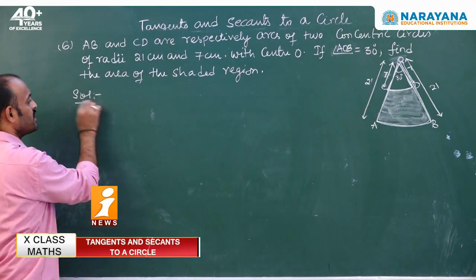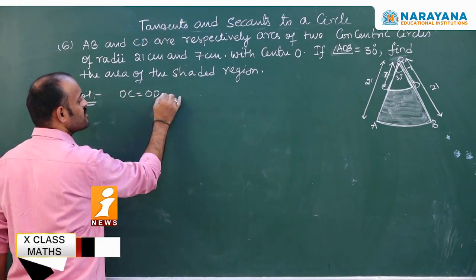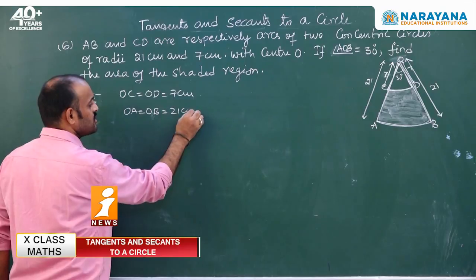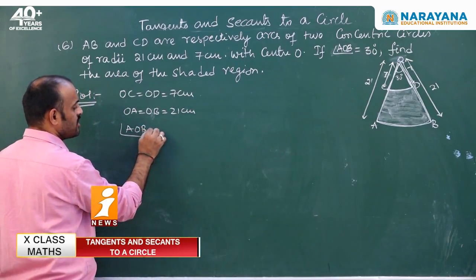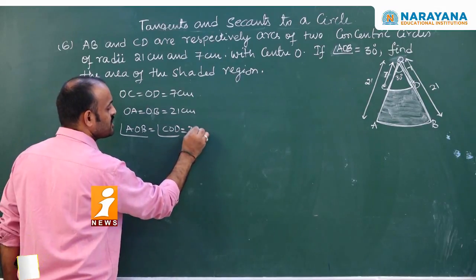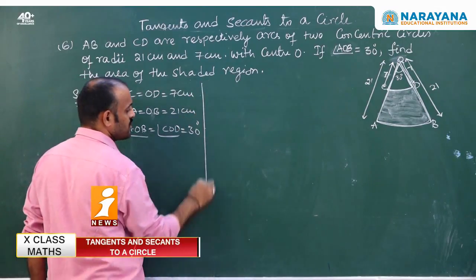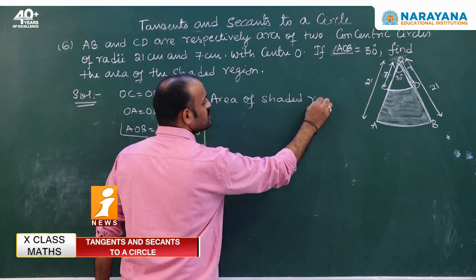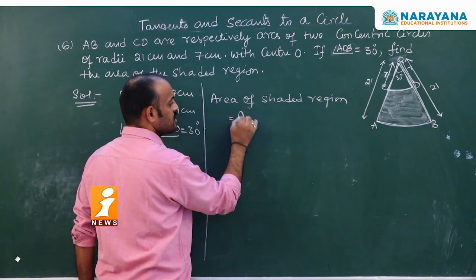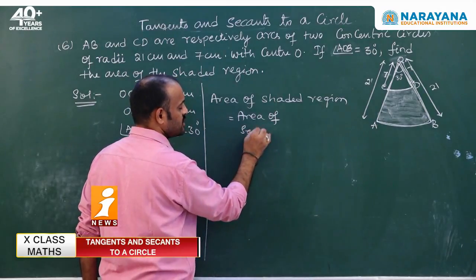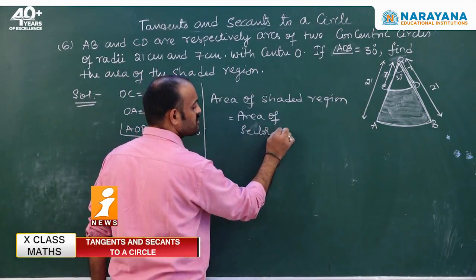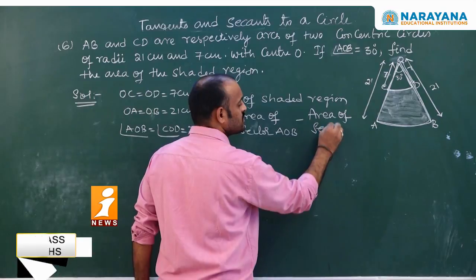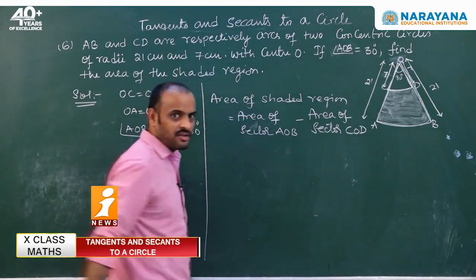Now write the given things. OC is equal to OD is equal to 7 centimeters. OA is equal to OB is equal to 21 centimeters. Angle AOB or angle COD is nothing but 30 degrees. Therefore, area of shaded region is area of sector AOB minus area of sector COD.